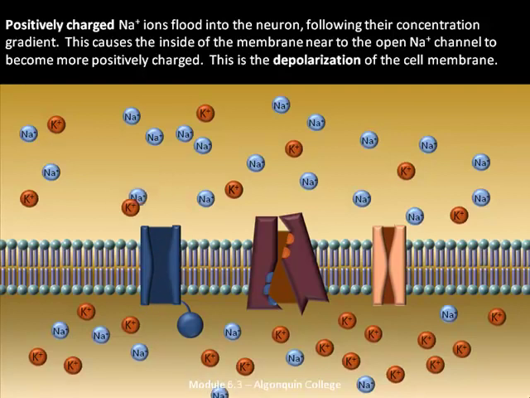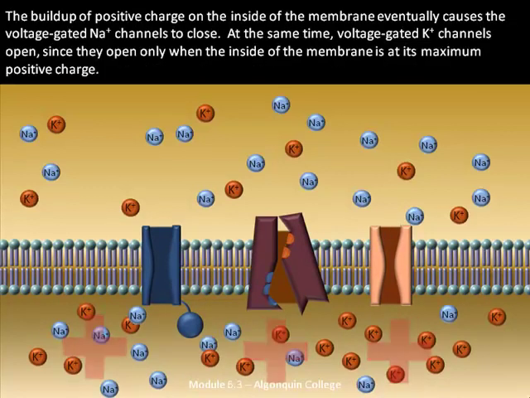Positively charged sodium ions flood into the neuron following their concentration gradient. This causes the inside of the membrane near the open sodium channel to become more positively charged. This process is the depolarization of the cell membrane. The buildup of positive charge on the inside of the membrane eventually causes the voltage-gated sodium channels to close.